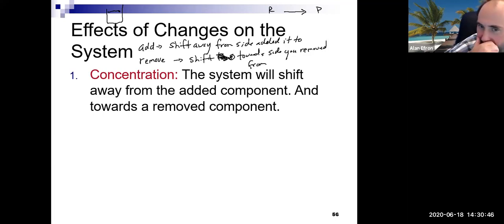So let's see what happens here. Let me try my award-winning drawings. So we have a system that is at equilibrium. This is some good stick figures there. We'll call this side the reactant side. We'll call this side the product side. And if I add something, so let's say we add some people to the right-hand side here, what's going to happen in this case?